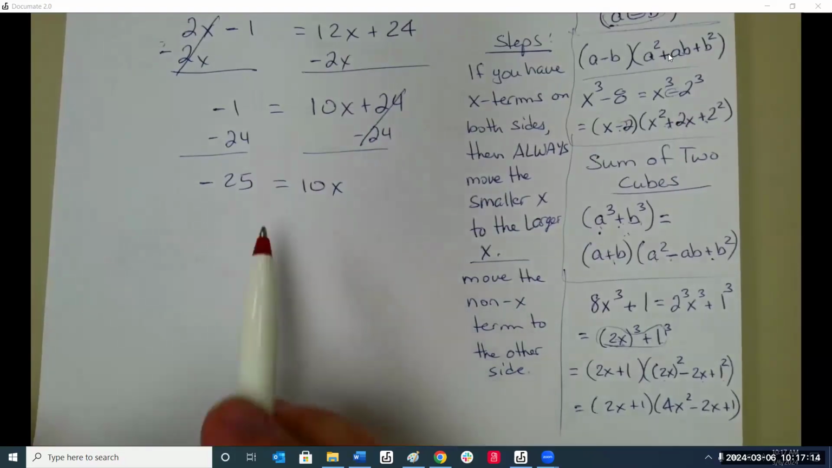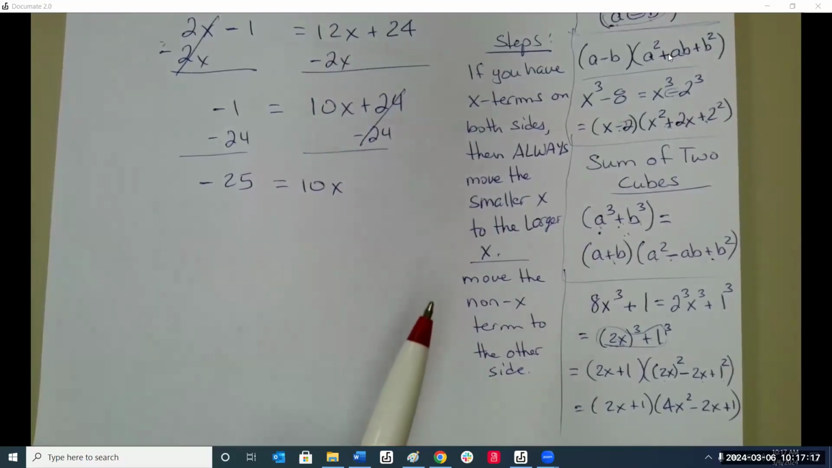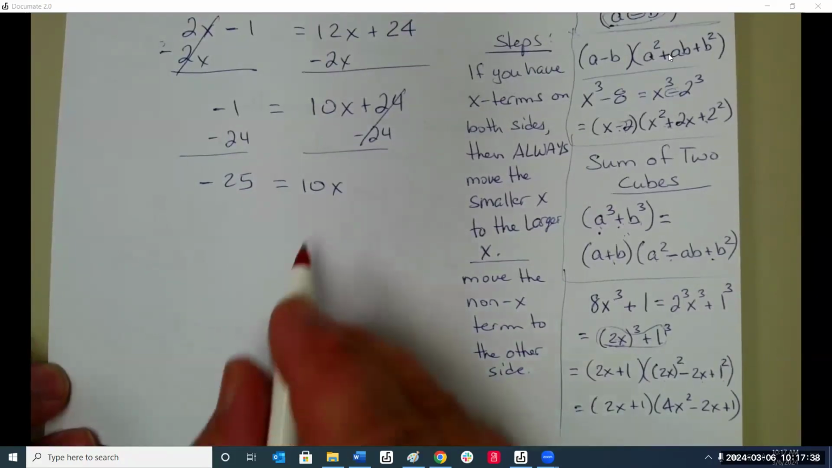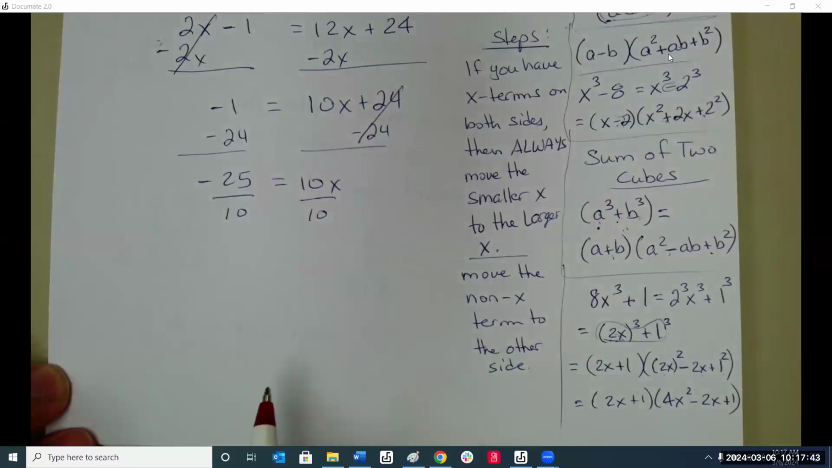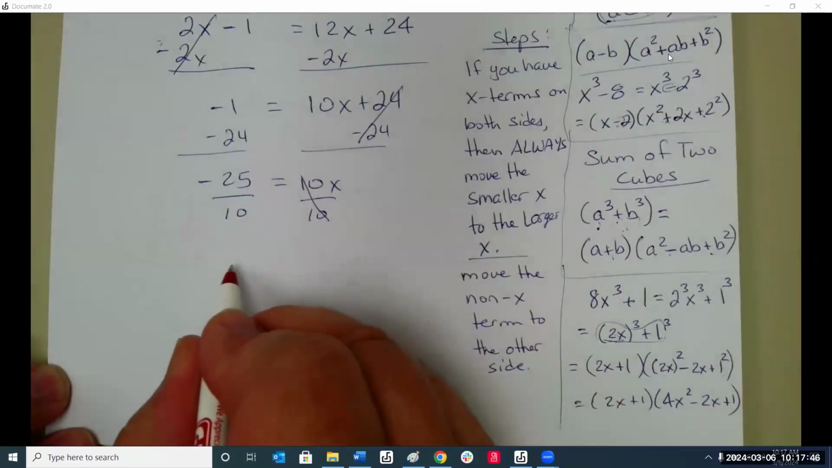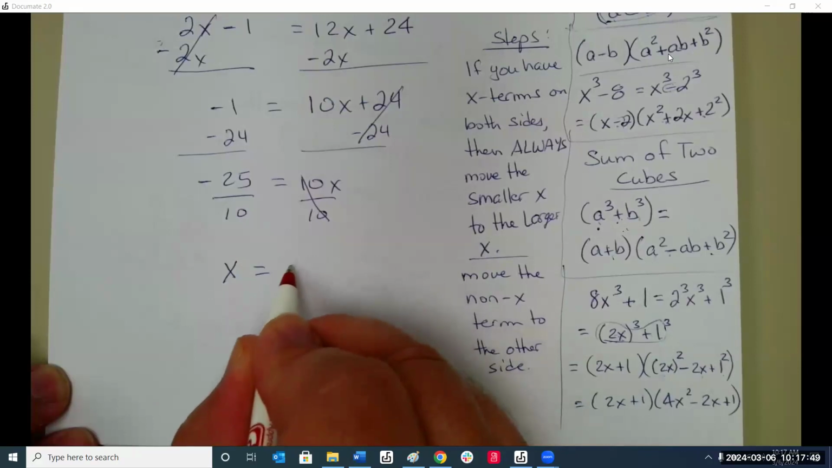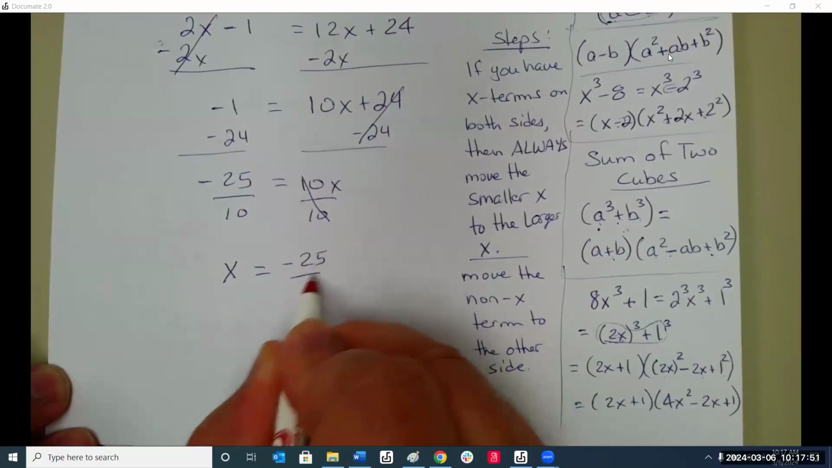Now, again, it doesn't matter which side of the equal sign the x's are on. But you don't want to have negative coefficients. So that's what we have to work on first. Make sure you get away from what you were taught earlier, because they always say move all the x's to the left, everything else to the right. No, that'll make you have negative coefficients. Bad number. Then to get the x by itself, I divide both sides by 10. Now I have x equals negative 25 over 10.